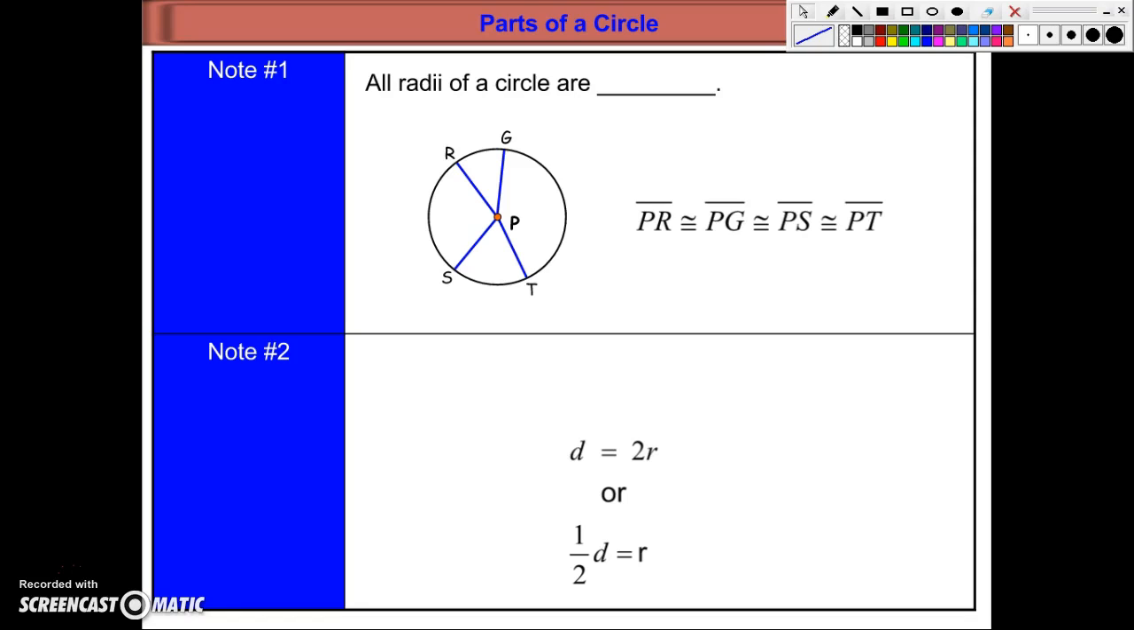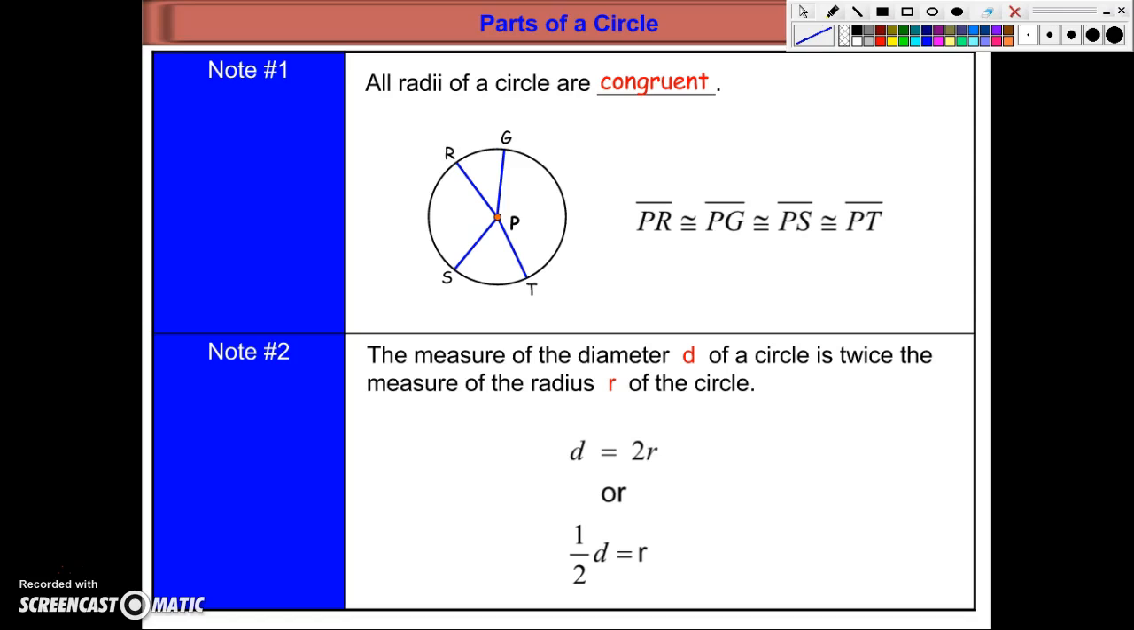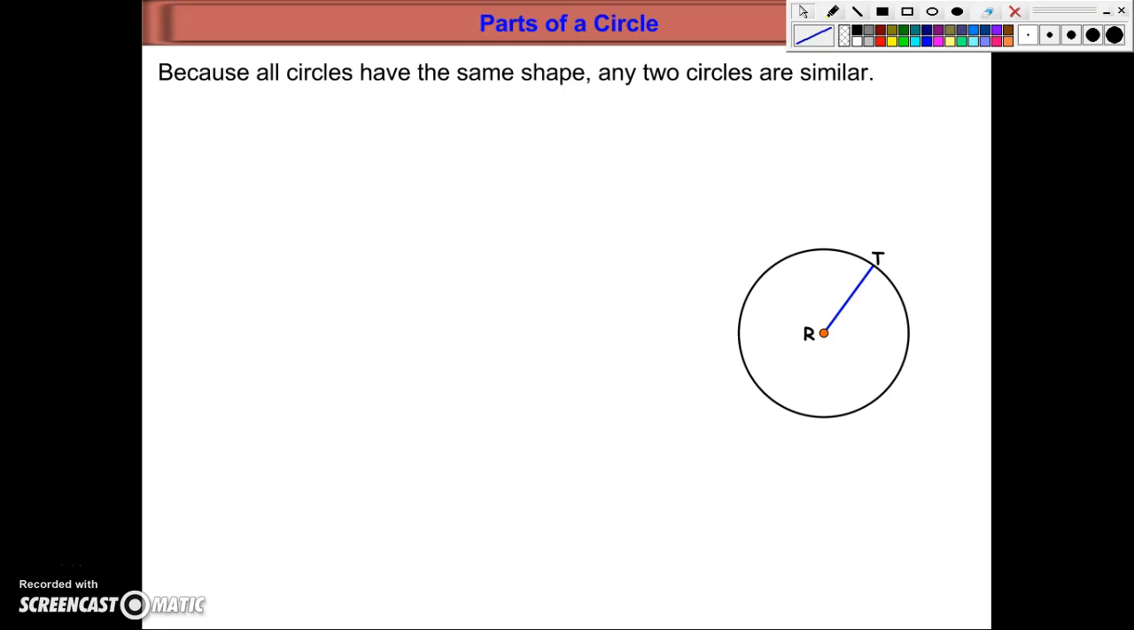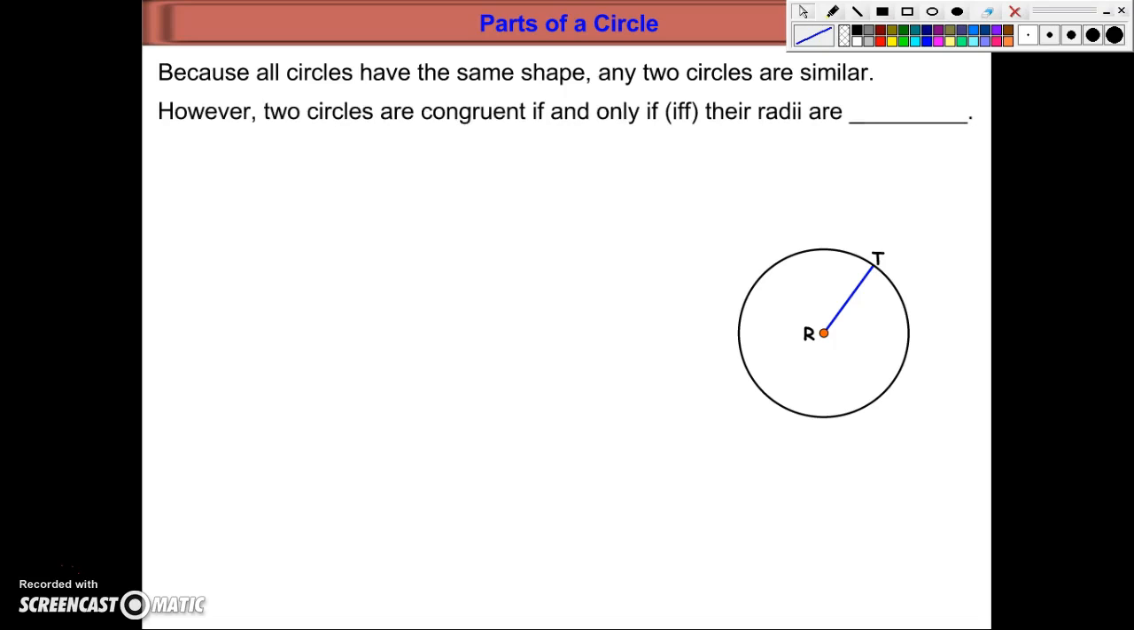Note 1, all radii, which is plural for radius, of a circle are congruent. The measure of the diameter D of a circle is twice the measure of the radius R of the circle. So D equals 2 times R. Or if we go the other way, a diameter is twice a radius, so the radius is half the diameter. Because all circles have the same shape, any two circles are similar. However, two circles are congruent if and only if their radii are congruent.